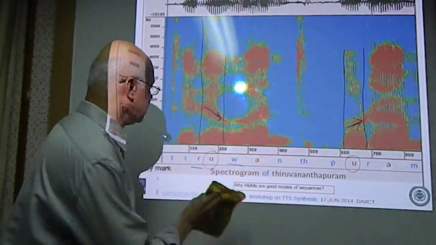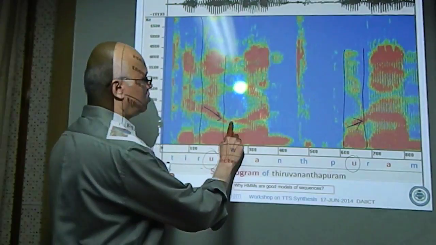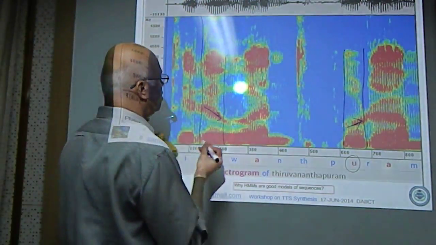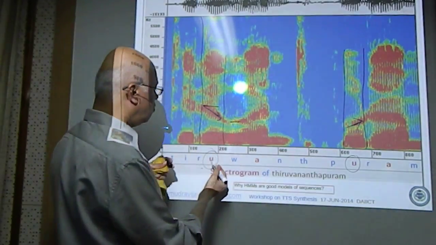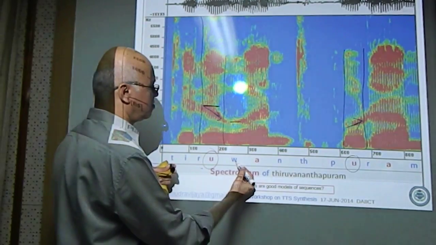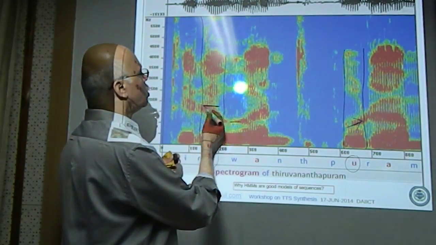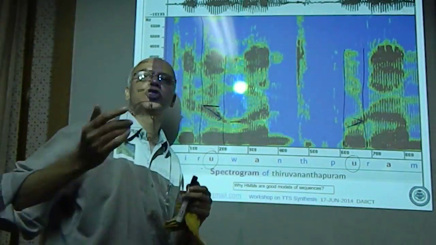Now what has happened here is that oo is followed by w, whose formant frequency is low. So the typical formant frequency of oo is here, and the typical formant frequency of w is lower. But when you are speaking, the articulators move slowly.